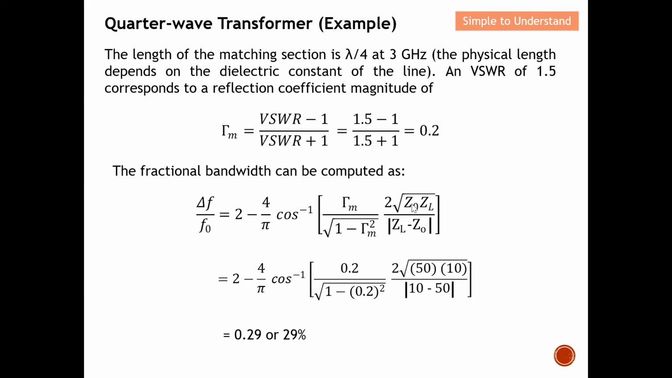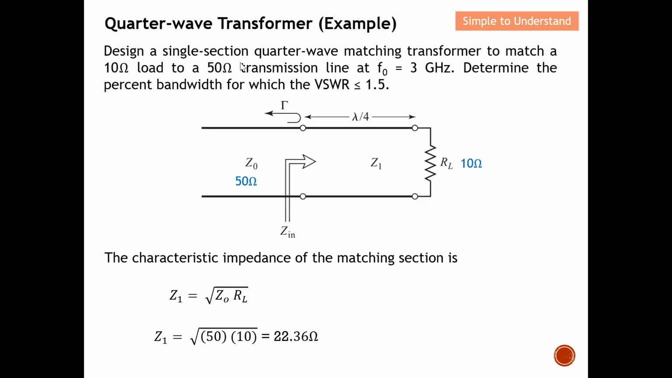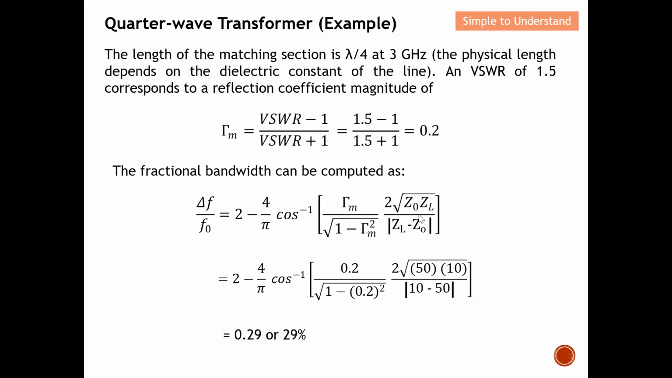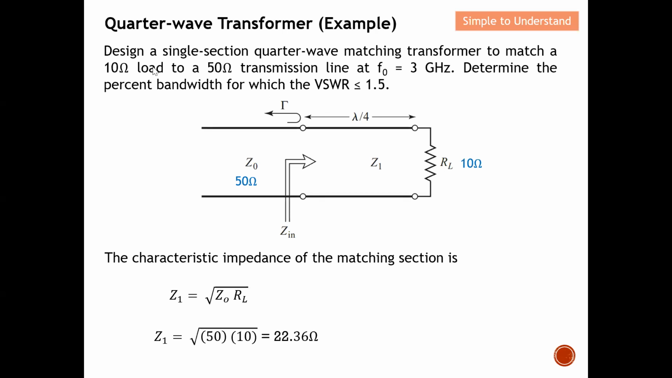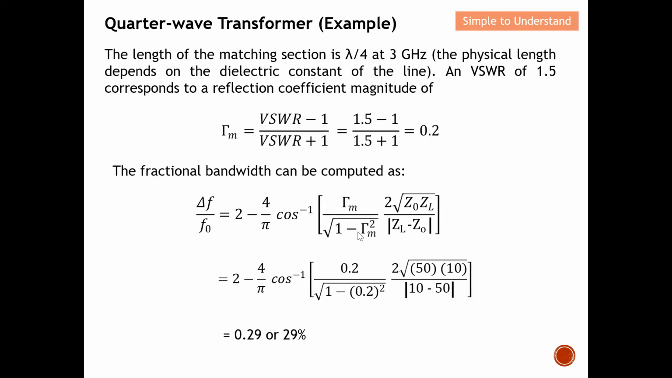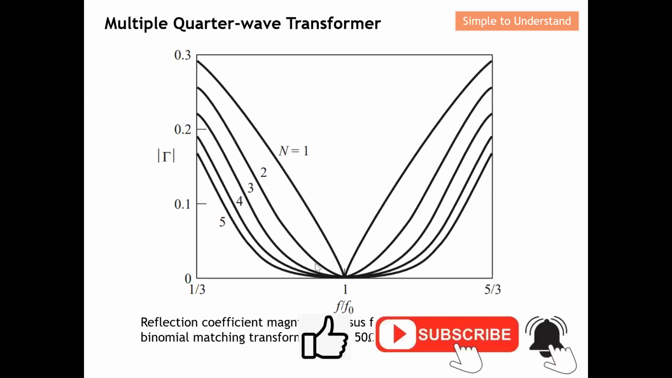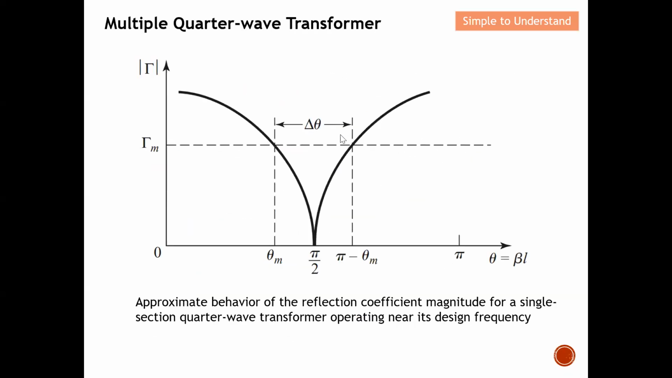Z0 is the characteristic impedance of the line, given in the question as 50 ohm, and ZL is equal to 10 ohm. From here I can compute that the fractional bandwidth will be equal to 0.29 or 29%. Which means that for this case, a single section here, the bandwidth is 29%.